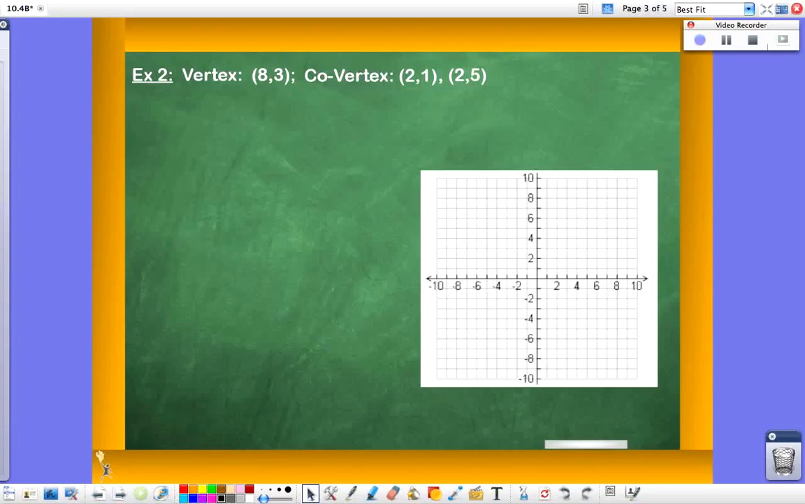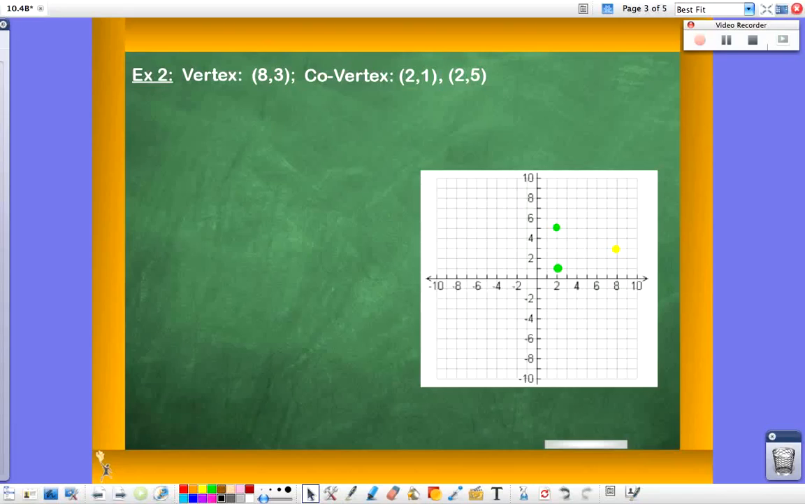So the first thing I'm going to do is draw in my vertex. Remember that vertex is going to have to deal with my A value. So far I've only got one vertex that's drawn in yellow on my graph at 8, 3. They provided me with 2 different covertices. The first covertex is at 2, 1, and the second covertex is at 2, 5. So we have a picture something like this going on.